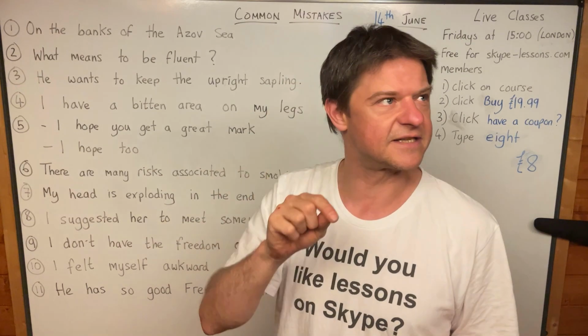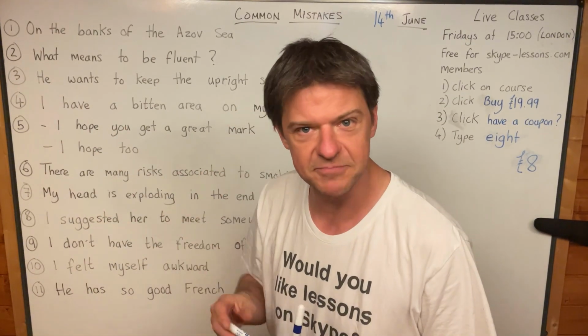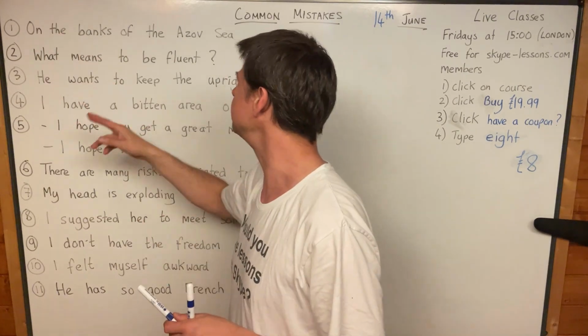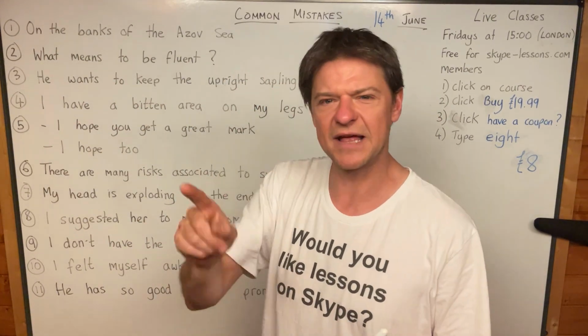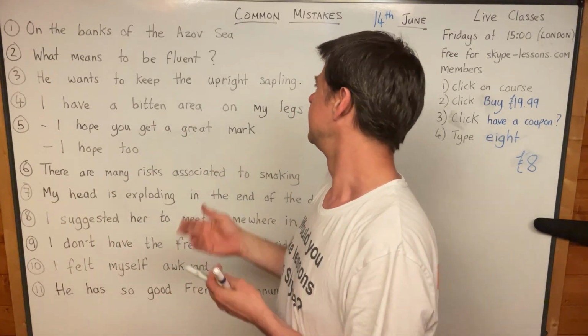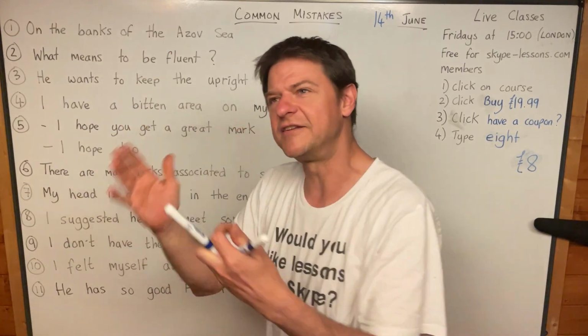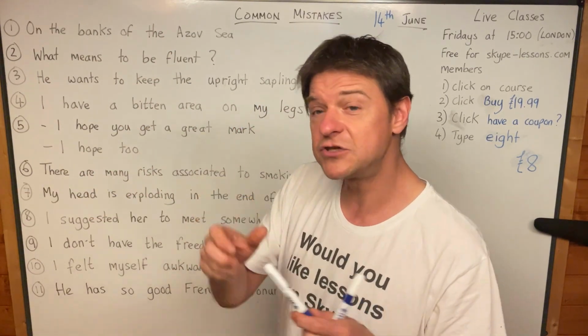Now, I actually corrected this incorrectly during the class, and so I want to correct my mistake. I said on the coast of the Azov Sea, but that's not right, is it? Because you would say on the coast of France and not on the coast of the sea. Seas don't have coasts. Seas have shores.